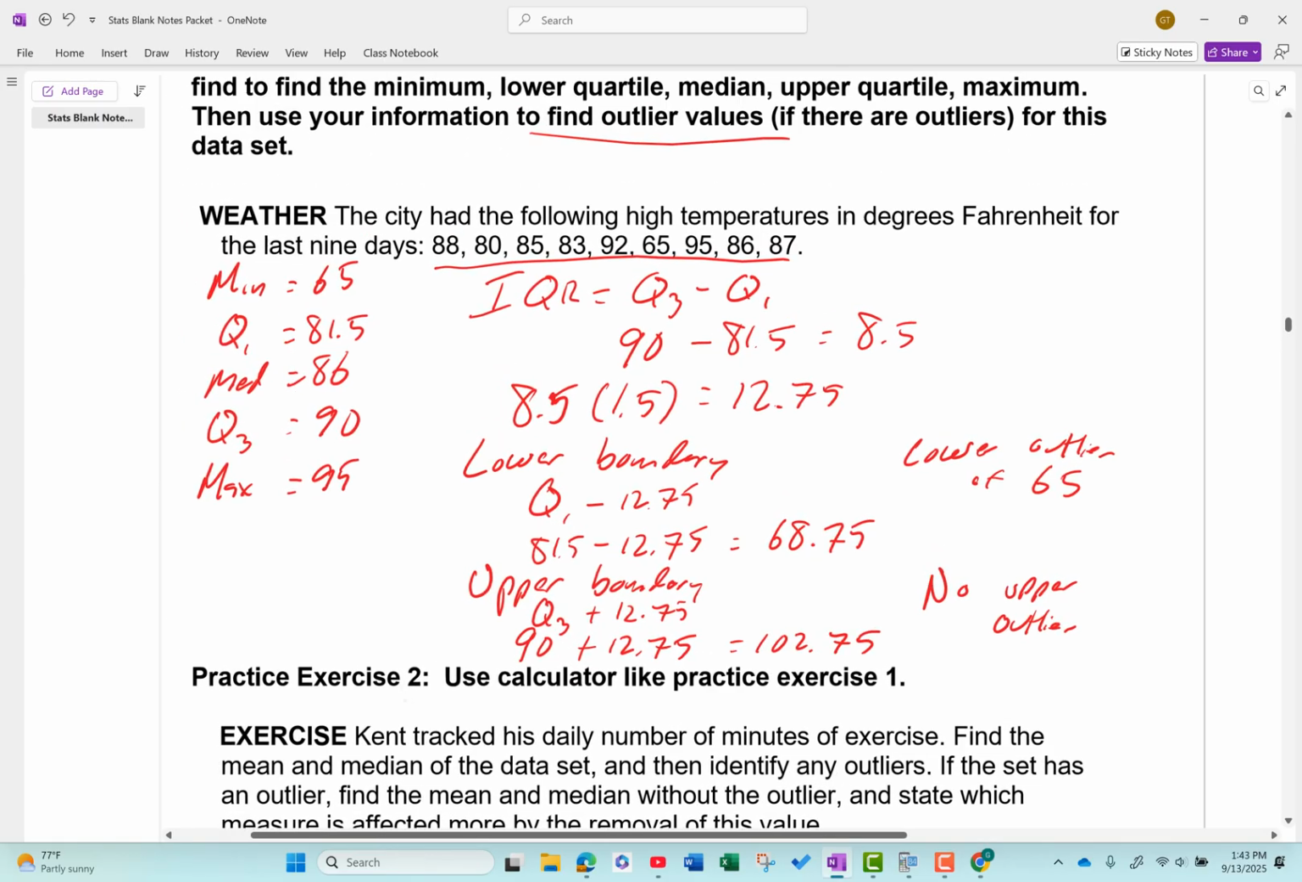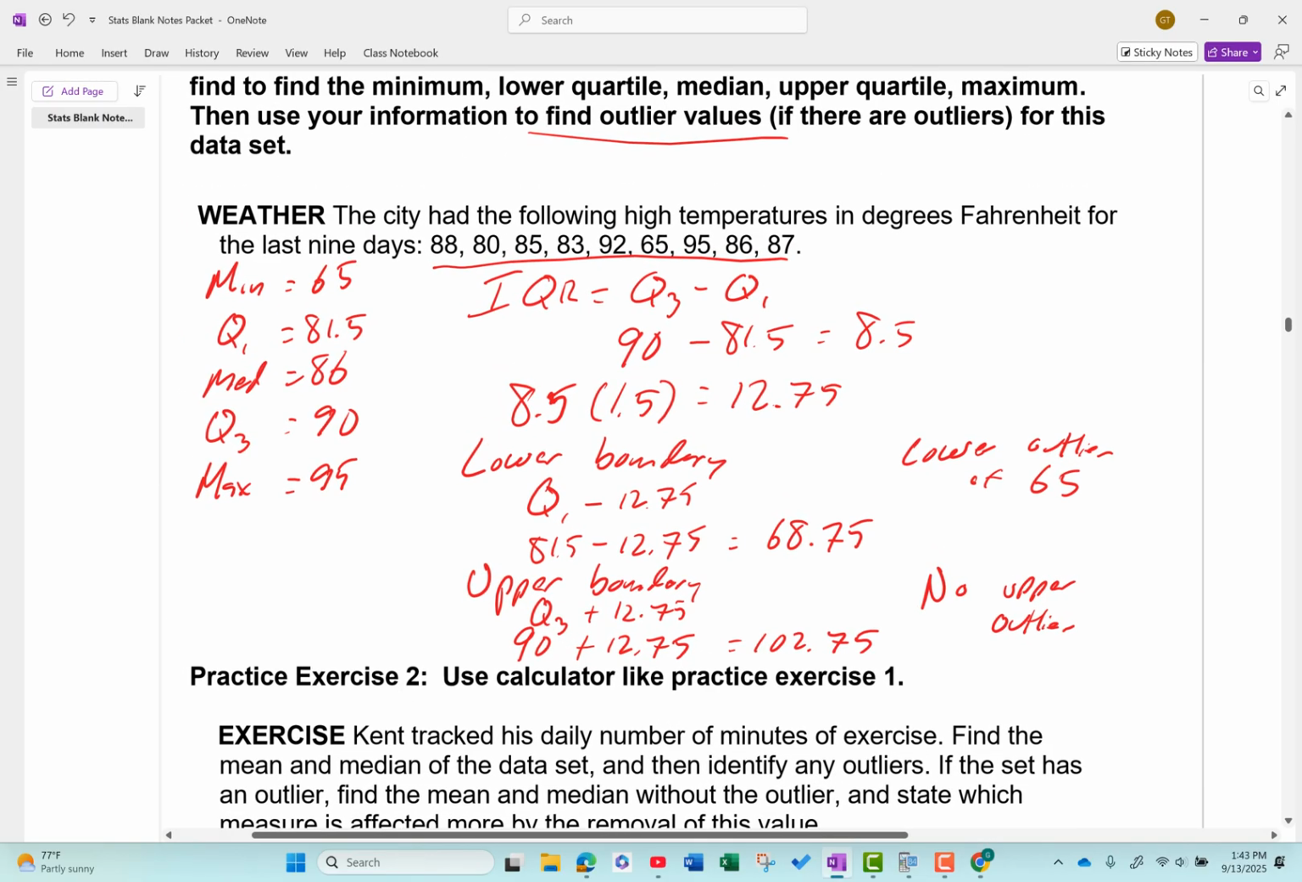So we found out what the 5-number summary was, how to use our calculator to find that value, what the IQR was, and then how to use that to find different outliers.